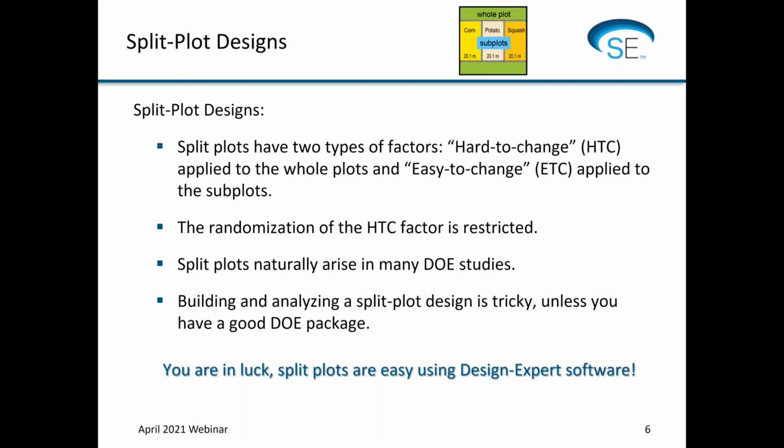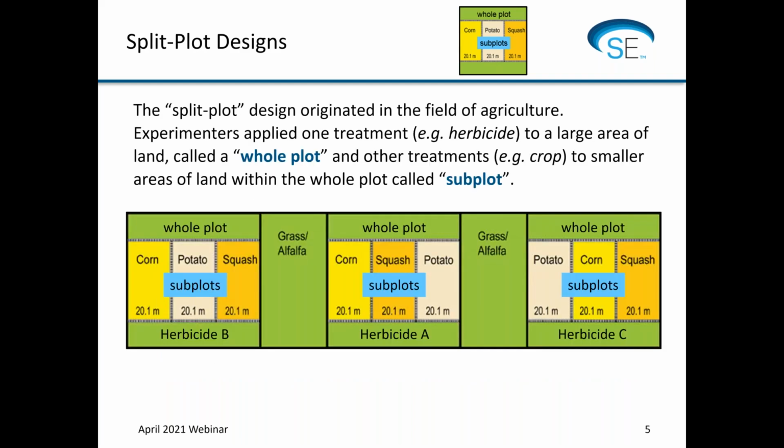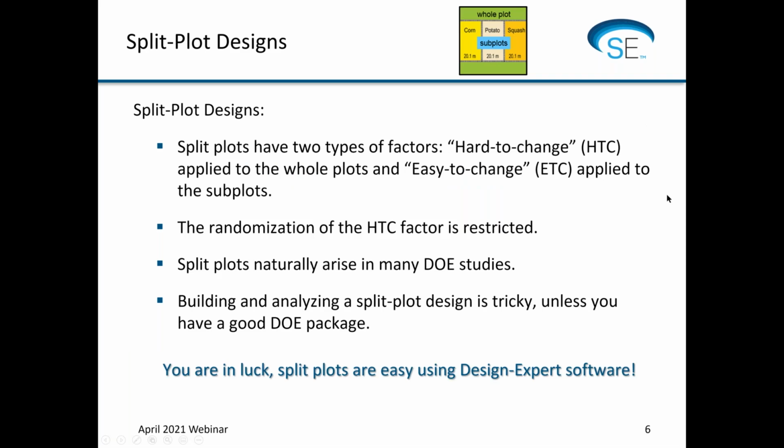Okay, we restrict the randomization on the hard to change factors. If you go back to our little picture, what we did was say, okay, we're going to put herbicide B on all three crops. So we're restricting the randomization there. We're only changing the herbicide once between each of the three whole plots, whereas we're varying the corn, the squash, and the potatoes on all three whole plots. They get varied a lot more.